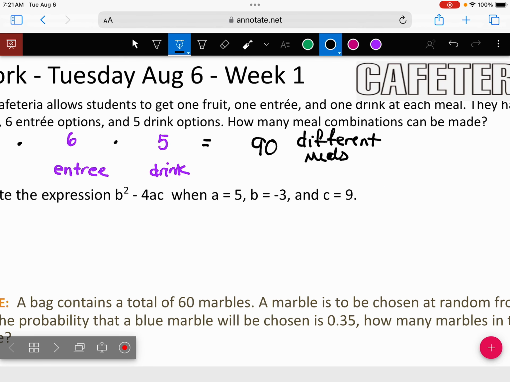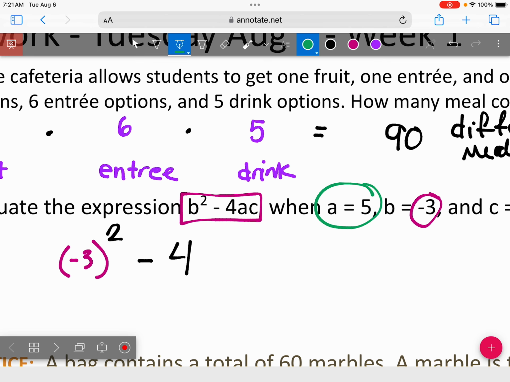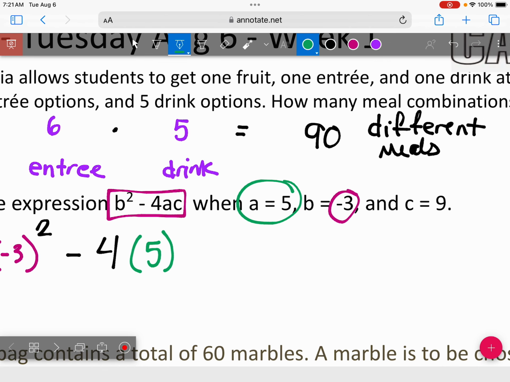Okay, I mentioned it yesterday in the bell work, but here's another one of that same expression where we're going to be doing some substitution into this expression here. Again, I will always substitute in using parentheses. So when my b is -3, I'm going to put it as (-3) like this, then being squared, minus 4 times my a, which is 5, times my c, which is 9. And again, we're into our simplifying stuff. We're doing our PEMDAS.